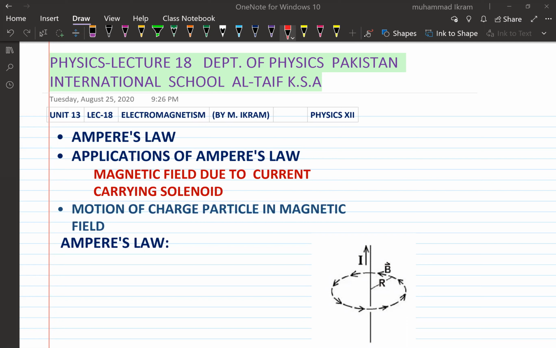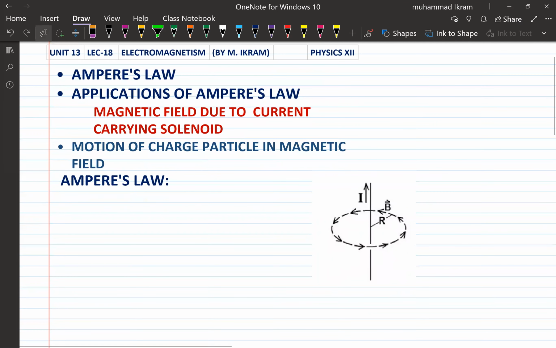Today is our lecture number 18, Unit 13, Electromagnetism. And today is the most significant part of the chapter. There is Ampere's law, then the application of Ampere's law, and then the magnetic field due to a current carrying solenoid, and the motion of a charged particle in a magnetic field. So let us start with the name of Allah Almighty. Let us start with Ampere's law.